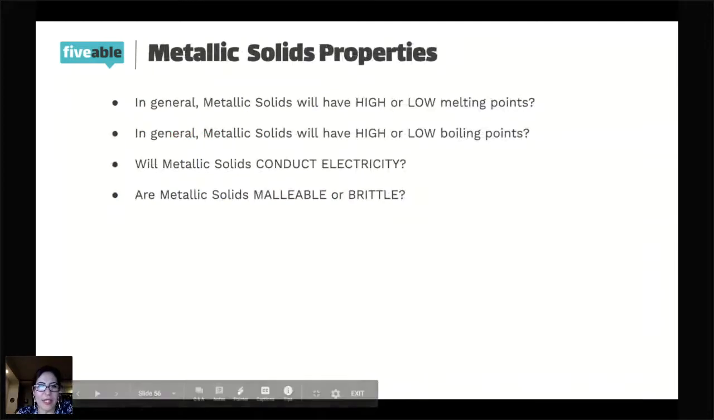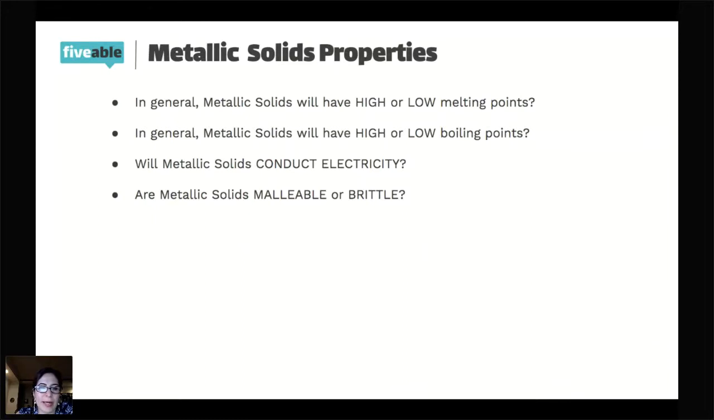So in general, metallic solids will have, okay, let's compare it again to ionic. Will they have higher or lower melting and boiling points than ionic solids? Exactly, they will have lower melting points because they're very easy to melt since the components are not so tightly bound together. Will metallic solids conduct electricity or temperature for that matter? Think of the wires, copper wires. Are they metallic or not?